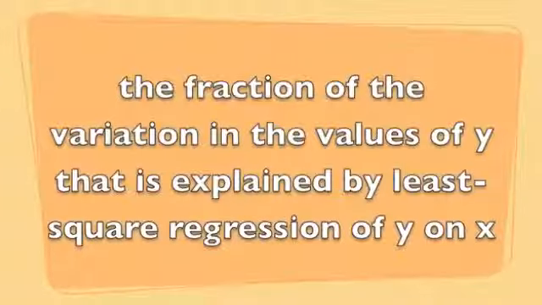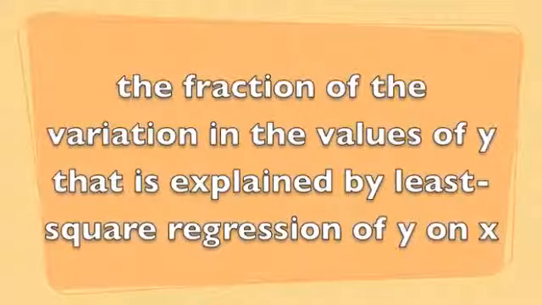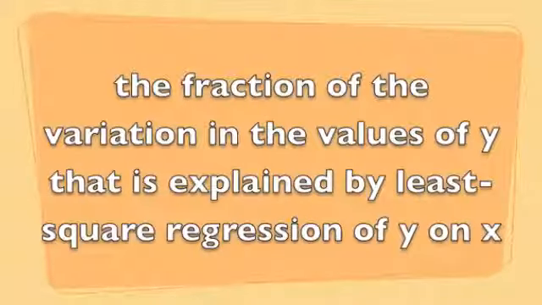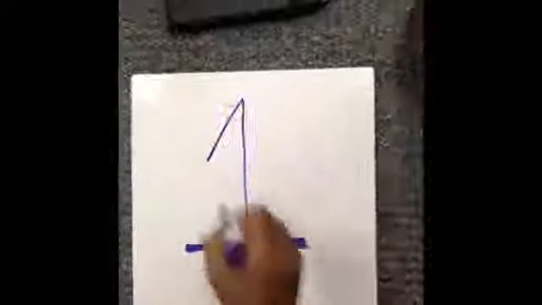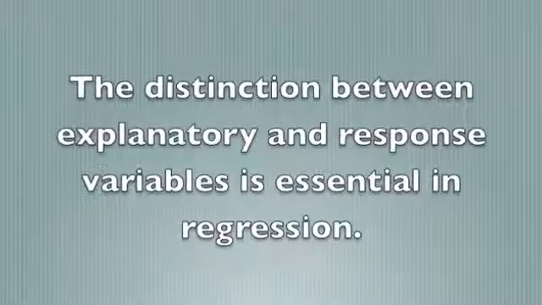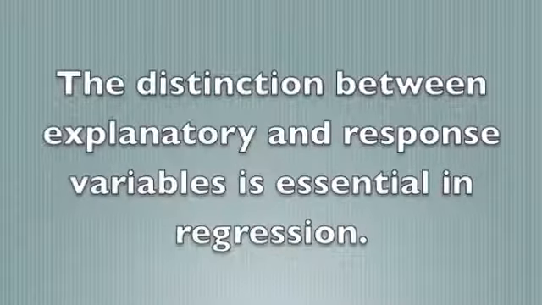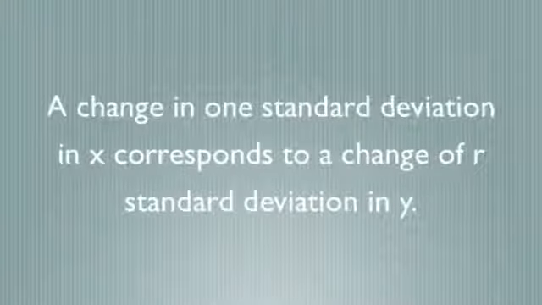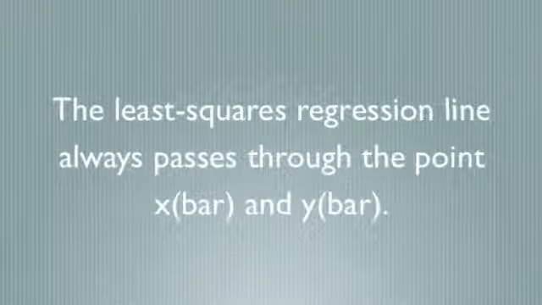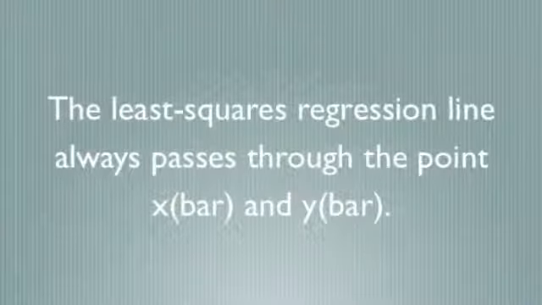It is the fraction of the variation in the values of y that is explained by the least square regression of y on x. Facts about least square regression line. Number 1. The distinction between explanatory and response variables is essential in regression. Number 2. A change of one standard deviation in x corresponds to a change of r standard deviations in y. Number 3. The least square regression line always passes through the point x bar, y bar.